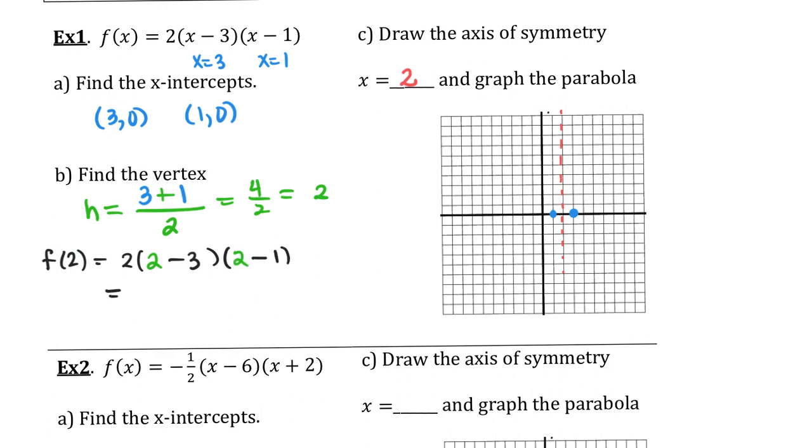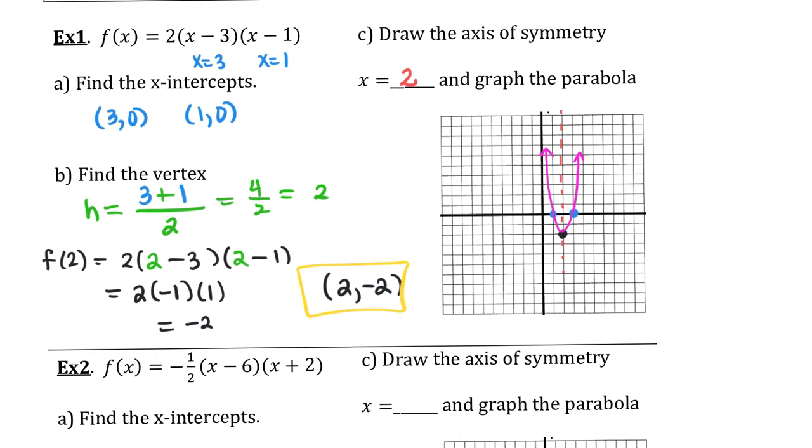Okay, now I don't want to distribute this because I'm going to leave it in factored form. 2 times (2 minus 3) is 2 times negative 1. 2 minus 1 is 1. So if I do 2 times negative 1, I get negative 2. And then if I multiply it by 1, I get negative 2. So my vertex is (2, negative 2). Let's go ahead and add that to my graph. So (2, negative 2) is down here. Okay, those 3 points are enough to get a decent sketch on my graph. So let me go ahead and sketch it. And then I am going to still use my a value to confirm my answers.